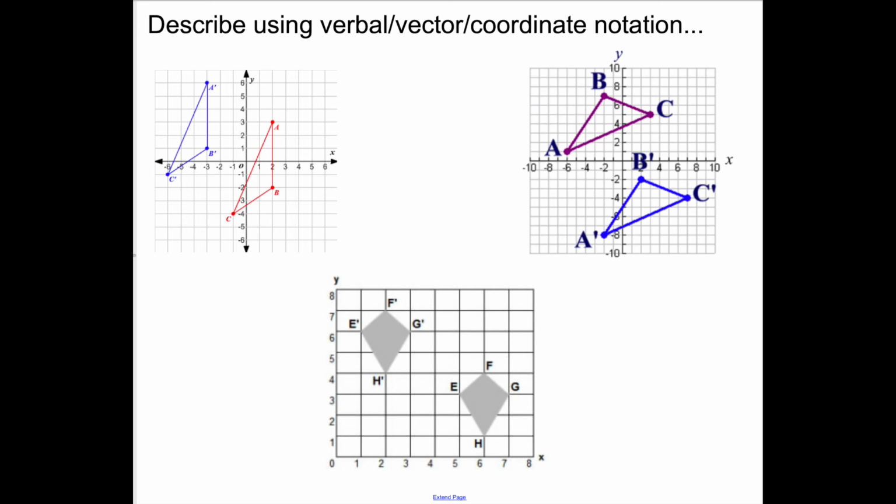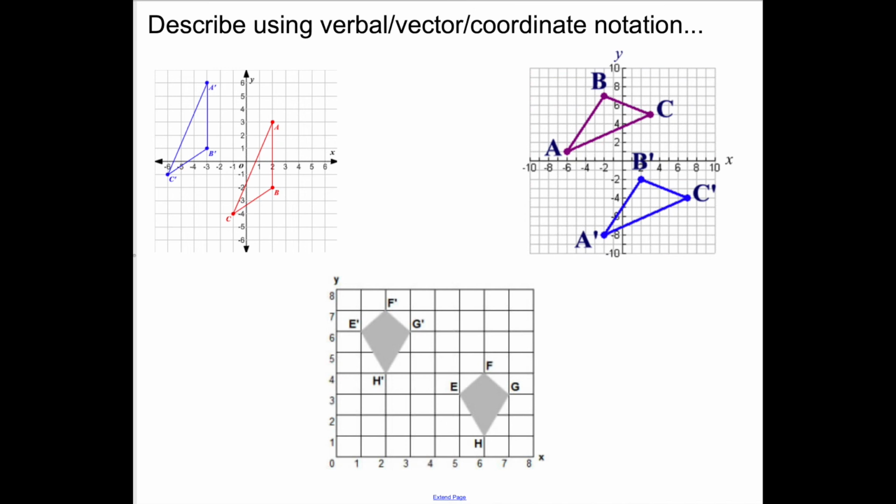So in the upper left, we have red triangle ABC as the preimage. Blue triangle A prime, B prime, C prime is the image. Top right, we have triangle ABC in purple as the preimage, and blue triangle A prime, B prime, C prime is the image. And finally, at the bottom in gray, kite EFGH is the pre-image, and kite E prime, F prime, G prime, H prime is the image.